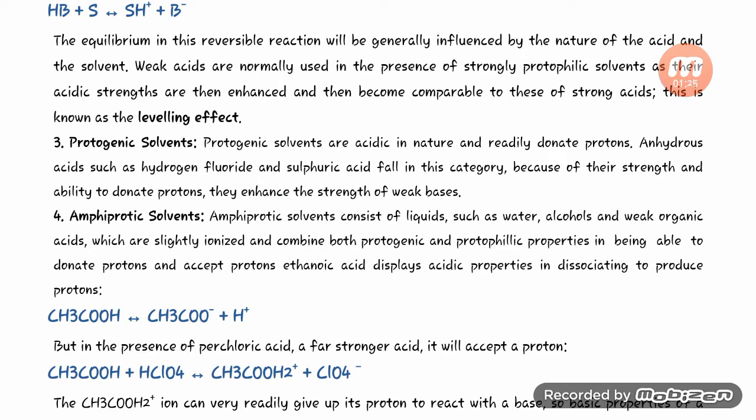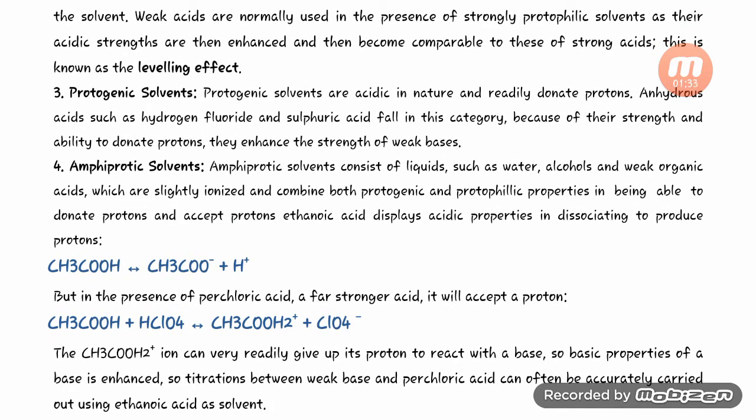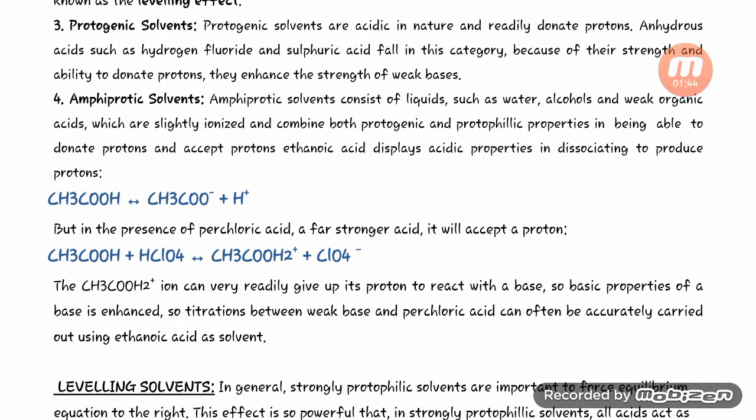Protogenic solvents. Protogenic solvents are acidic in nature and readily donate protons. Anhydrous acids such as hydrogen fluoride and sulfuric acid fall in this category because of their strength and ability to donate protons. They enhance the strength of weak bases. Amphiprotic solvents. Amphiprotic solvents consist of liquids such as water, alcohol, and weak organic acids, which are slightly ionized and combine both protogenic and protophilic properties, being able to donate protons and accept protons.